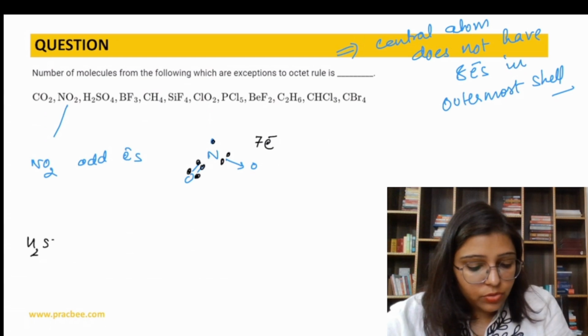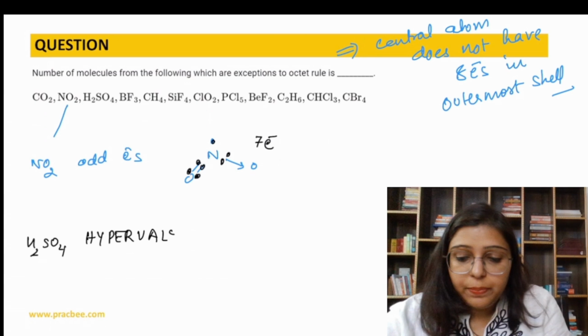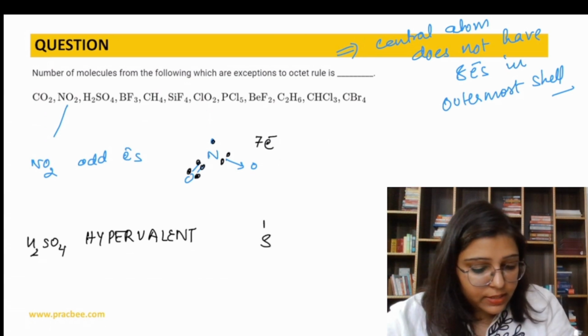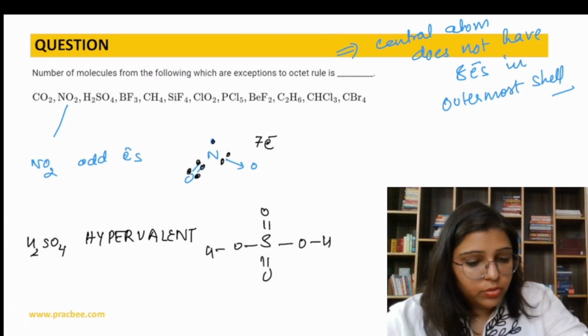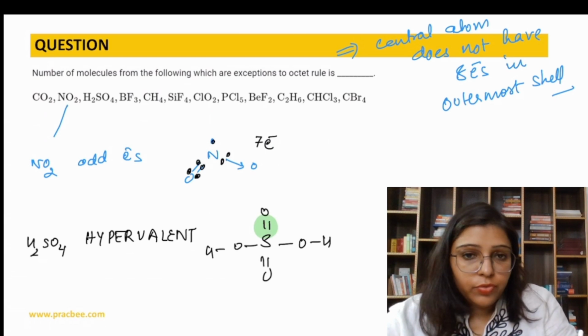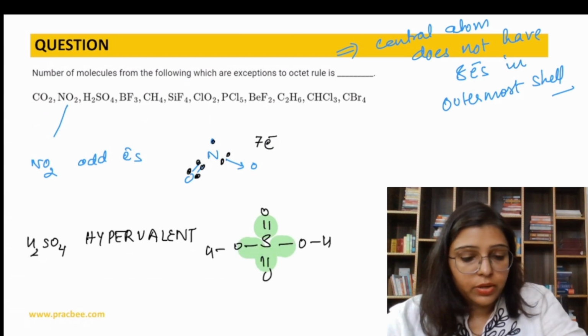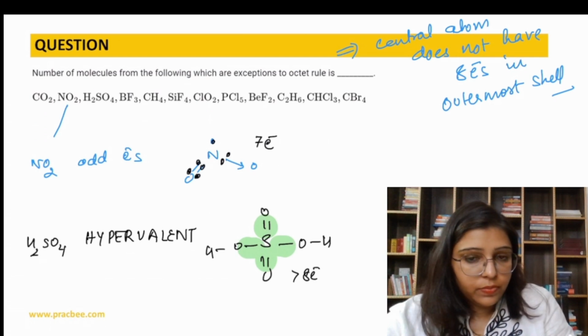If I say H2SO4, so that's the hypervalent. It means more than 8 electrons. So see, S double bond O, OH, OH. Now count the electrons. 2 bonds, 4 electrons, 2 bonds, 4 electrons, 1 bond, 2 electron, 1 bond, 2 electron. It means greater than 8 electrons.